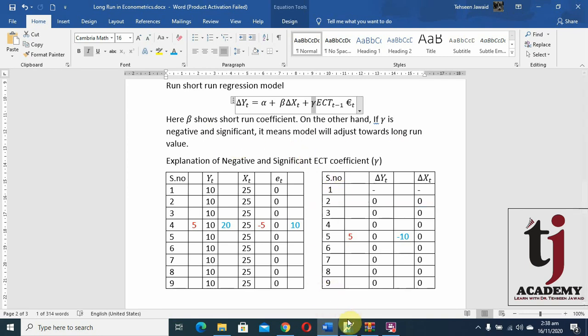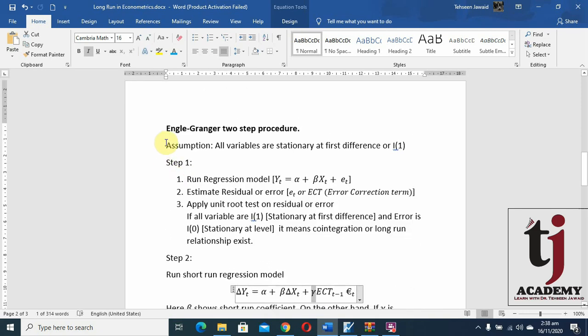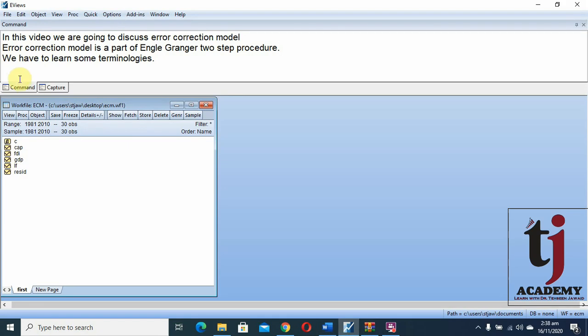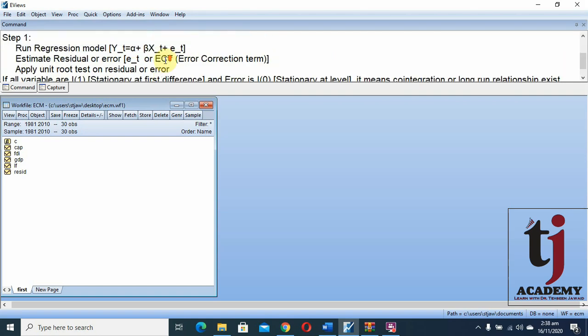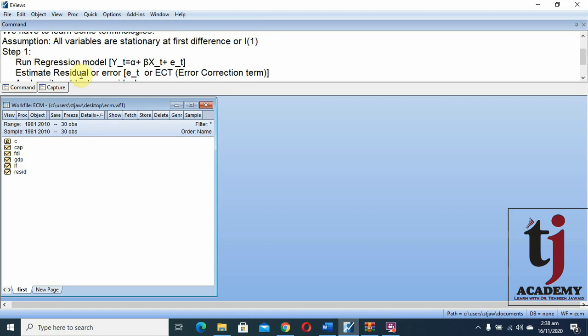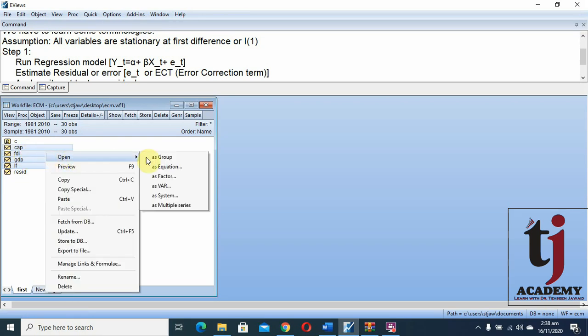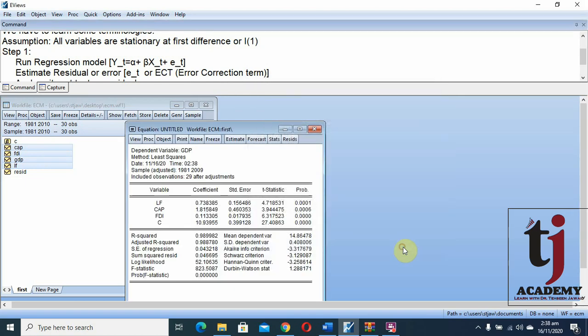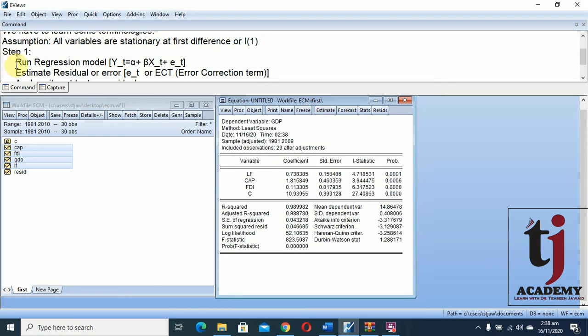So now we are going to apply this error correction model. As we have discussed, the error correction model is a part of the Engle Granger 2-step procedure. So we are going to apply the whole procedure. Step 1, run your regression. Here is the model where GDP is the dependent variable and labor force, capital and FDI are independent variables. So open as equation, right click OK. So this is the first step, run your regression.